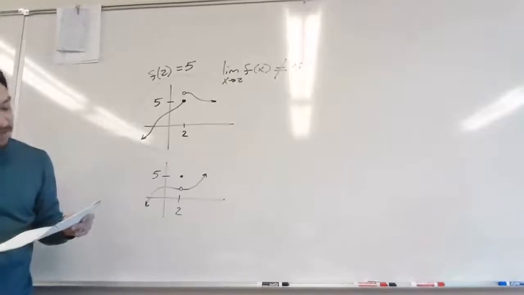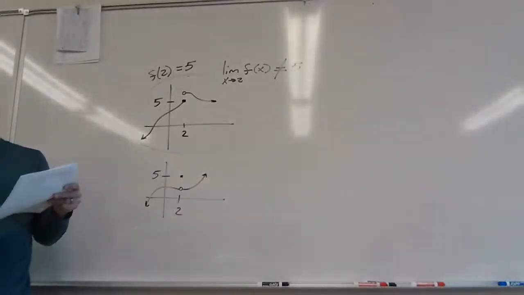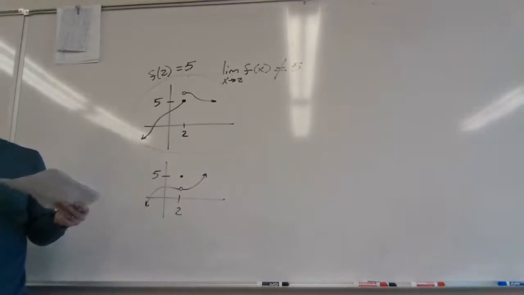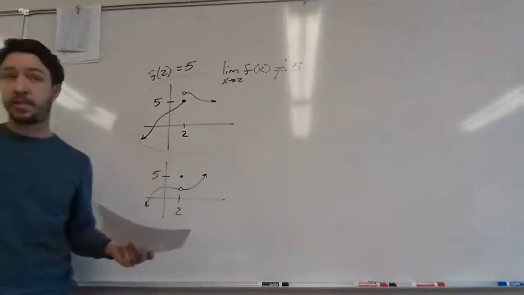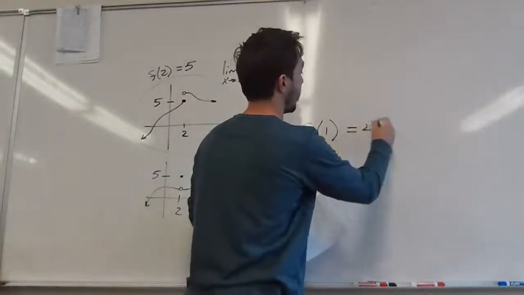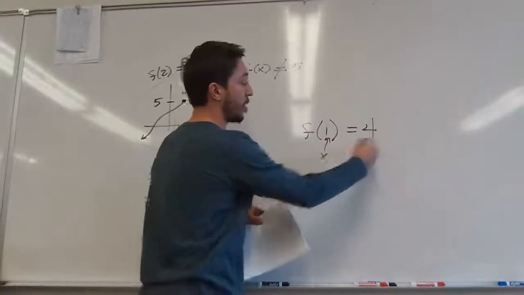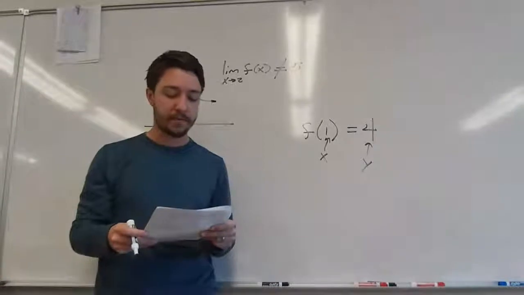11b. If f of 1 is equal to 4, then the graph of the function y equals f of x contains the point (1, 4). That is true. That's just by definition. That's literally what it means when you write this: when x is 1, the y value is 4. So yes, the point (1, 4) lives in the graph. That's true.